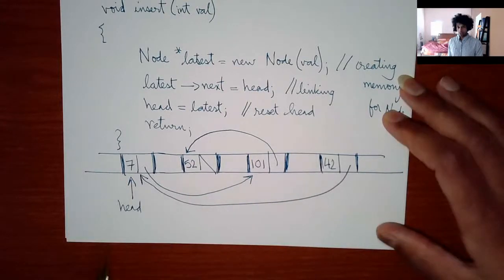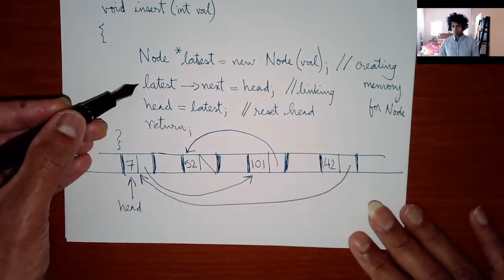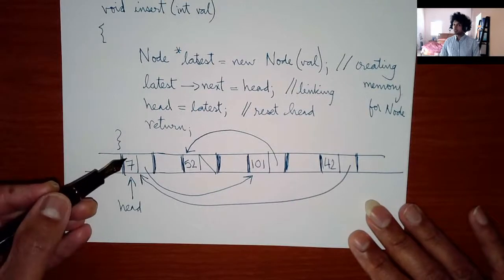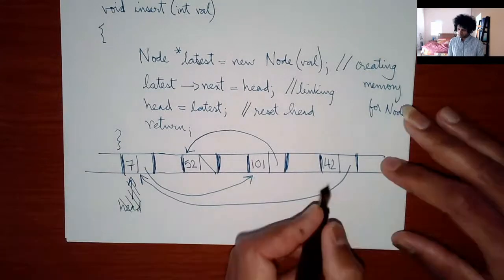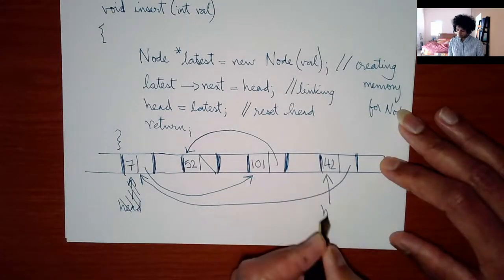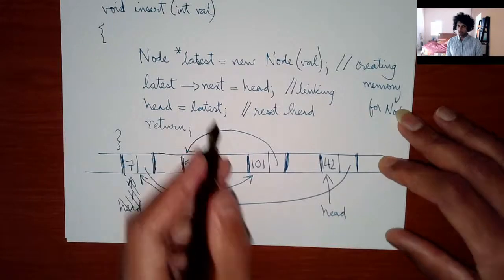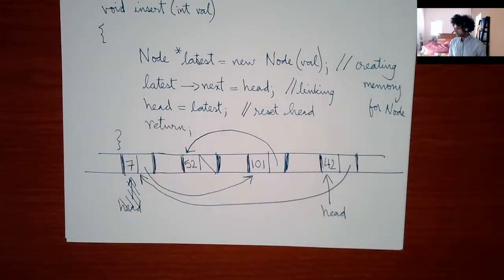So this is what has happened after this step. Head is still pointing to 7. So you need to update this by saying, no, head needs to actually point to 42. And that's why head is latest. Does that make sense? Yeah, that makes a lot of sense. Thank you.